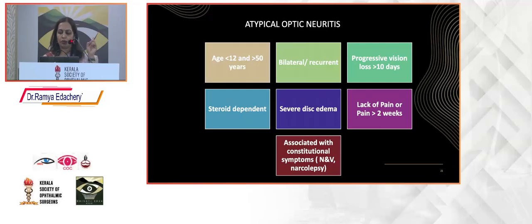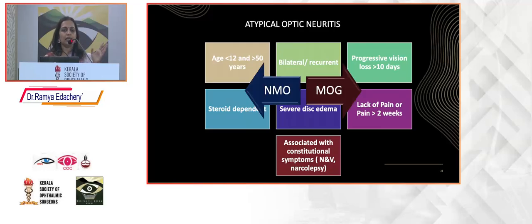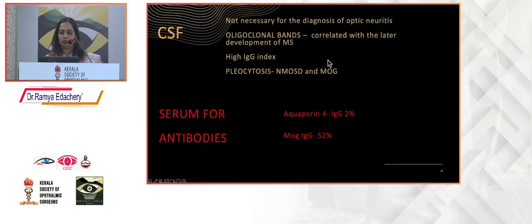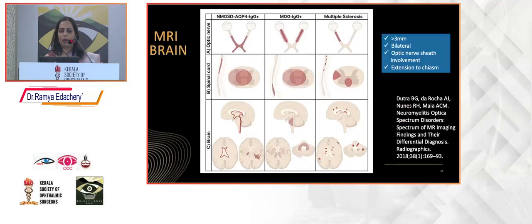So we have two main types. This is the NMO, that is neuromyelitis optica, and the MOG, myelin oligodendrocyte glycoprotein. So how you differentiate these three, I will just tell you. In multiple sclerosis, you will get a short segment involvement in an optic nerve. And the upper part of the spinal cord is involved and it is short segments. And in the brain, you will get a periventricular involvement.